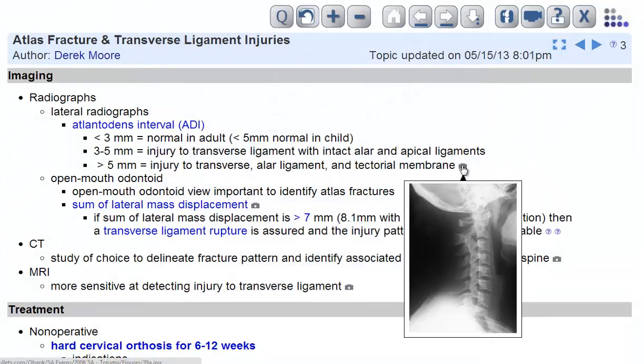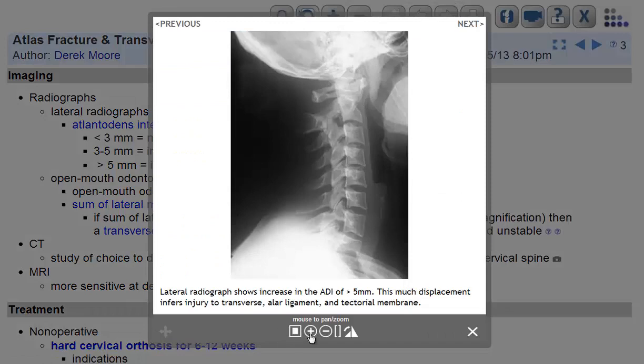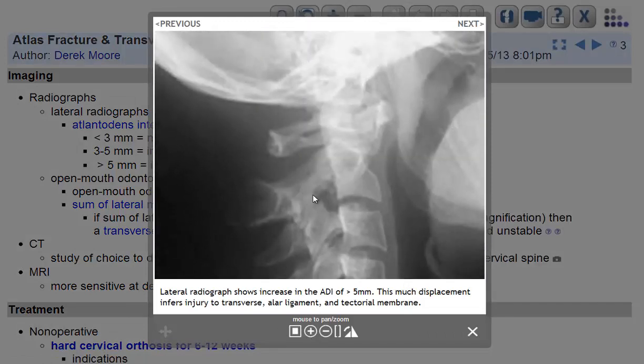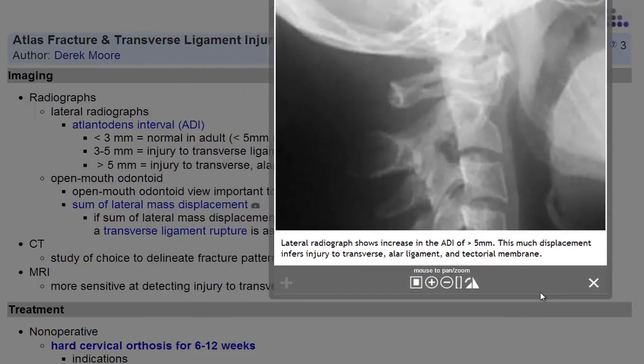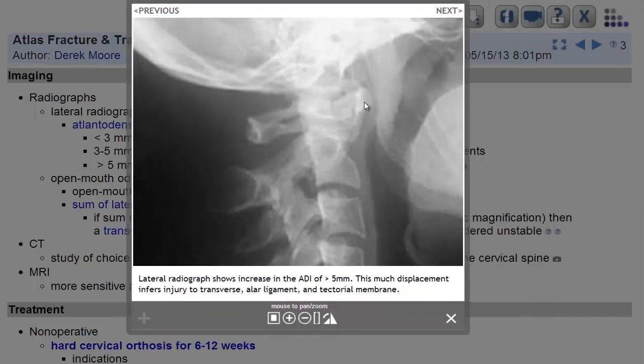So it's important to realize that how much space you have here in terms of your ADI represents how unstable the injury is. If it's less than 3 millimeters, that's normal. If it's 3 to 5 millimeters, that means you probably have an injury to the transverse ligament, which is going from here to here, but your alar ligaments, which go from here up to the occiput, and your apical ligaments that go from your dens up to your occiput as well, are probably intact. If you have more than 5 millimeters of migration, then that means all those ligaments are disrupted. Your transverse ligament, your apical ligament and alar ligament are all disrupted.